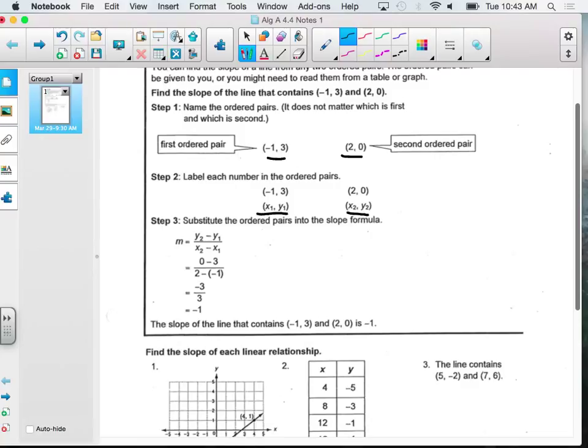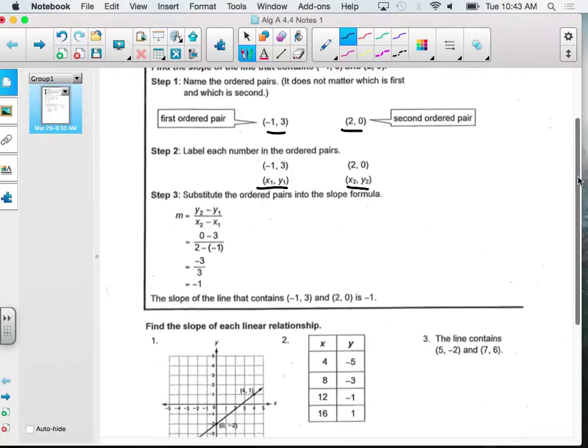Then the next step is substitute your ordered pairs into the slope formula. And this right here is our slope formula. So whatever we plug in for all of our values there, we should get a slope for our graph, our ordered pairs, or whatever problem we might have.